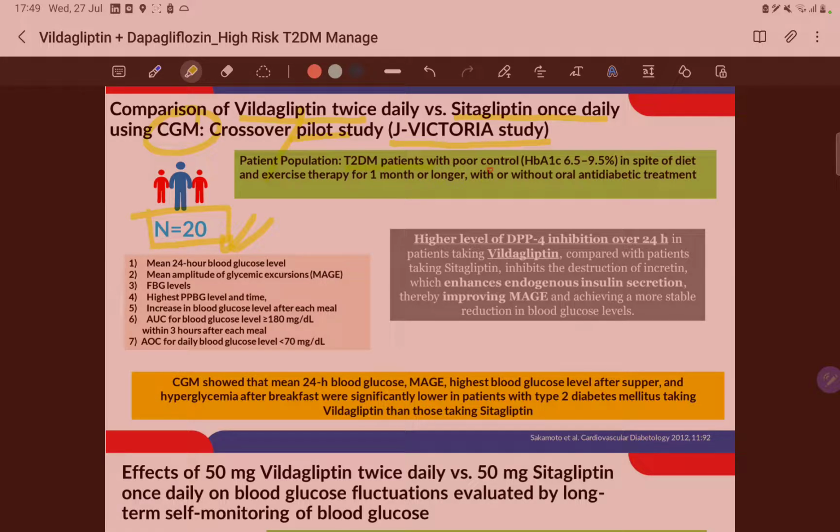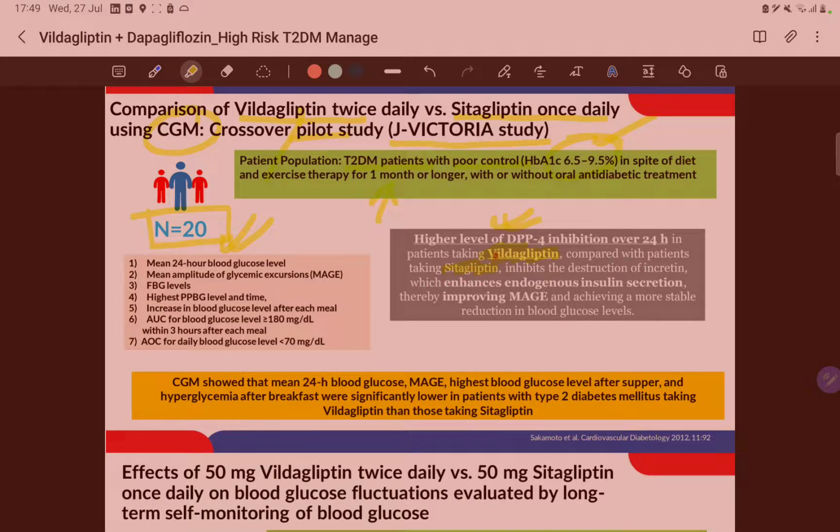Now these 20 type 2 diabetes patients had poor control, with HbA1c of 6.5 to 9.5%, in spite of diet and exercise therapy for 1 month or longer, with or without oral anti-diabetic treatment. So overall we can see they have a higher level of DPP4 inhibition over 24 hours in patients taking vildagliptin. So vildagliptin overall is excellent compared with the patients taking sitagliptin.